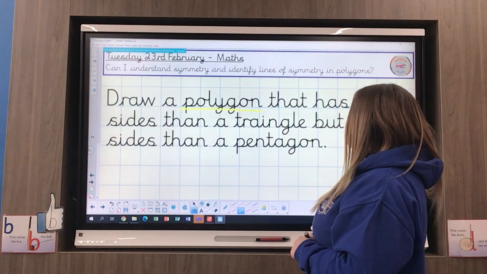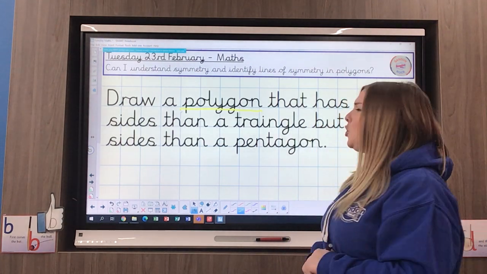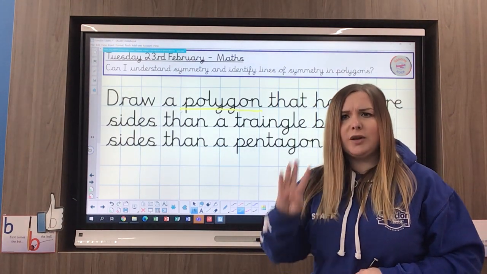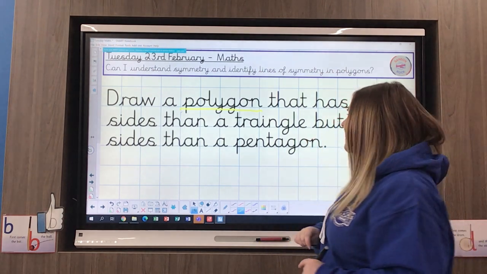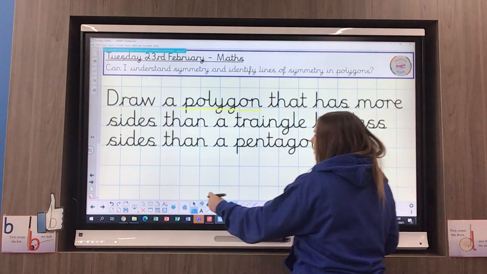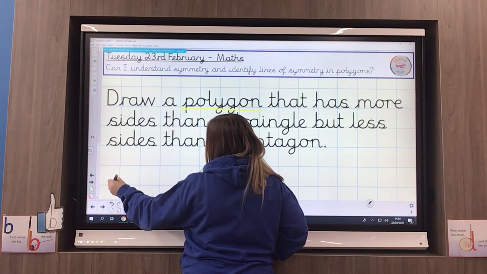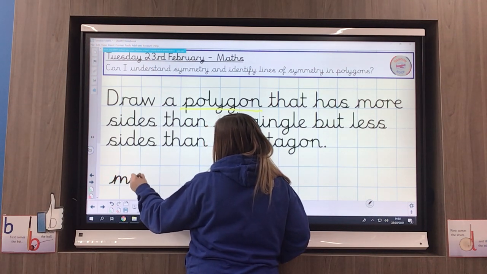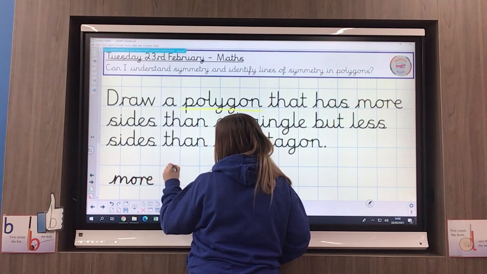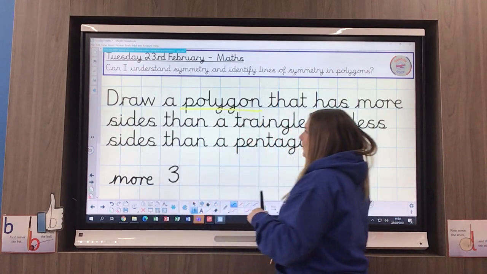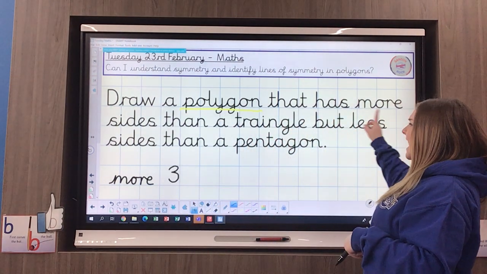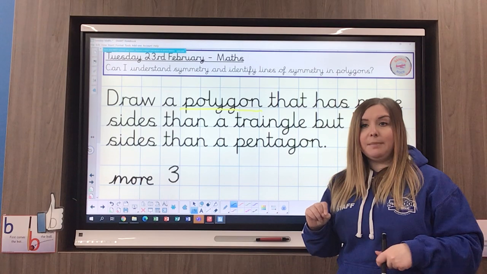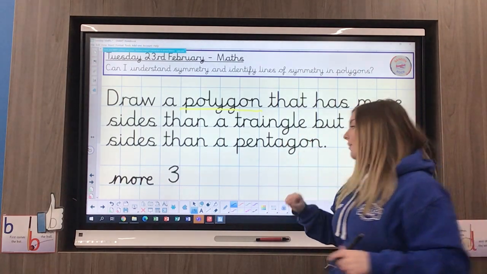So we've got to draw a polygon that has more sides than a triangle, and a triangle's got 3 sides, hasn't it? So we've got to have more than 3. But less sides than a pentagon, and a pentagon's got 5.